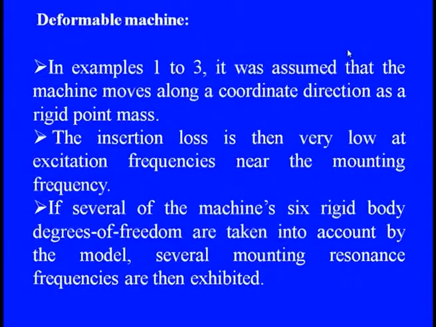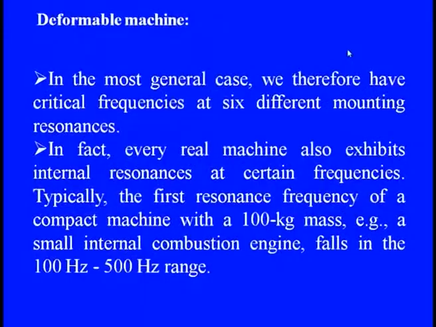And if the several coordinates, we can say the 6 degrees of freedom, the 3 translational and 3 rotational coordinates are being considered here, then we can see what the mounting resonant frequencies are and how they are being exhibited here. So in general case, since the 6 critical frequencies are being considered, we have the 6 different mounting resonances, and every real machine also exhibits internal resonances at certain frequencies.